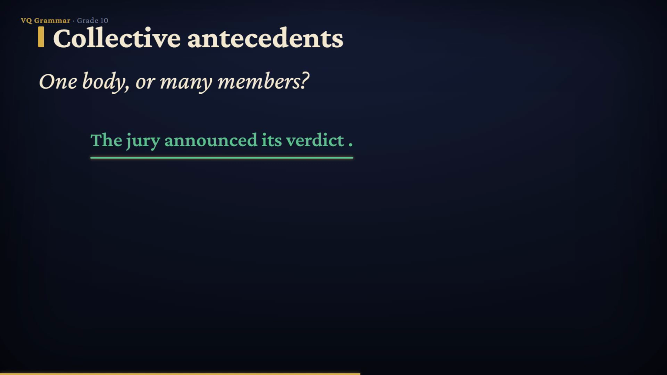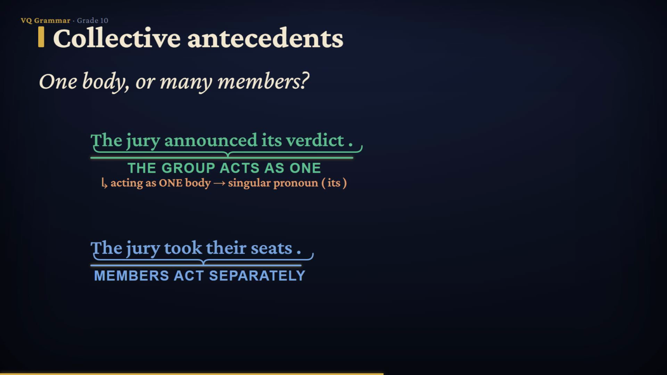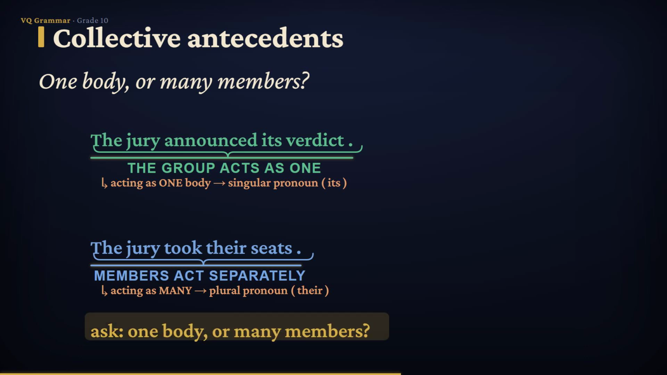The jury announced its verdict. The jury is speaking with one voice here, acting as a single body, so the pronoun is singular, its. Now take the same jury behaving differently. The jury took their seats. 12 people, 12 chairs. The members are moving one at a time, as individuals, so the pronoun turns plural. There. Same noun, two different pronouns. Before you choose, ask the question, one body or many members?